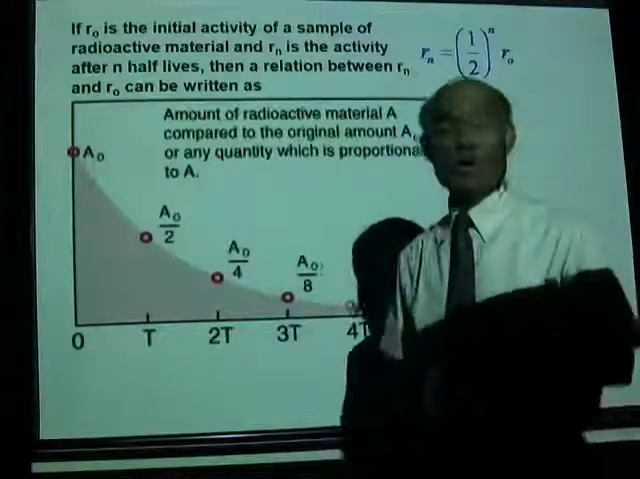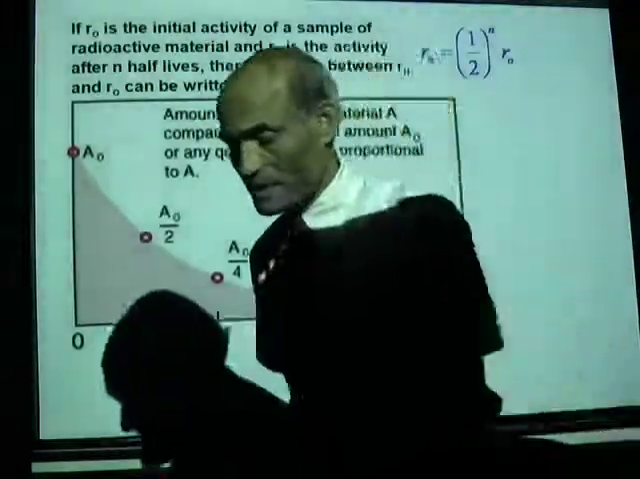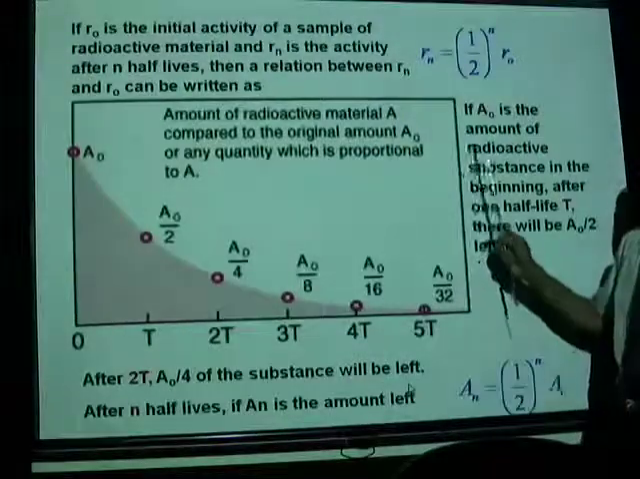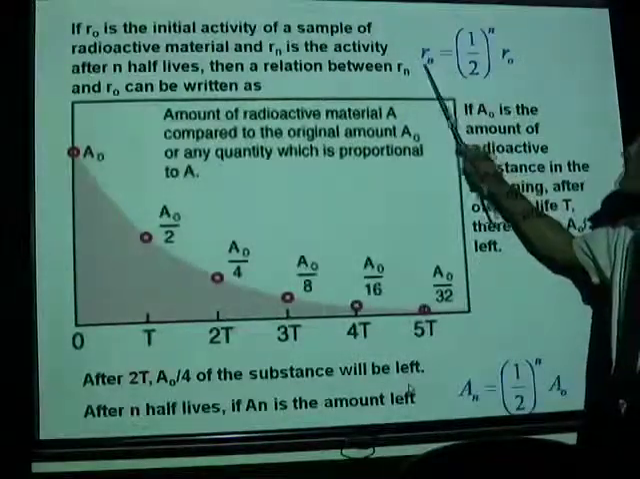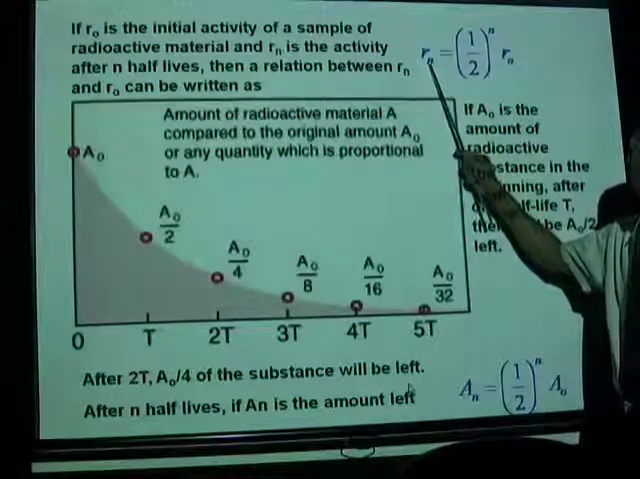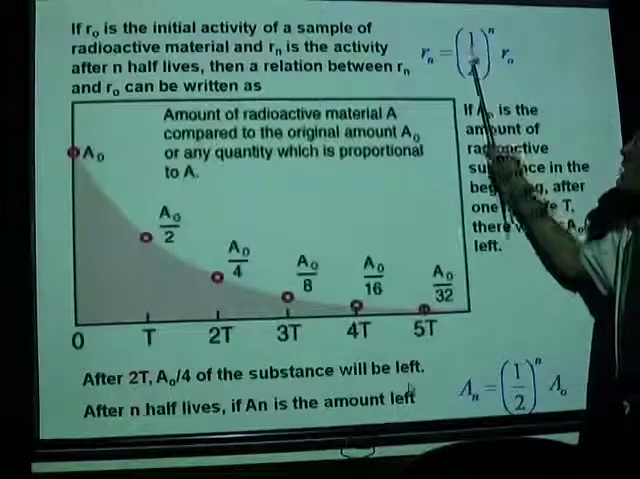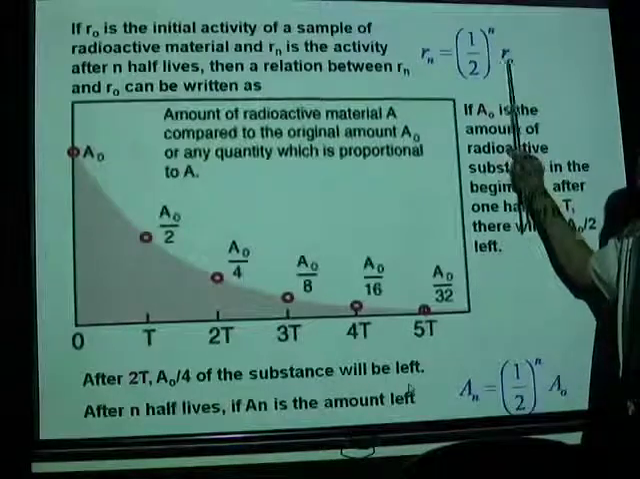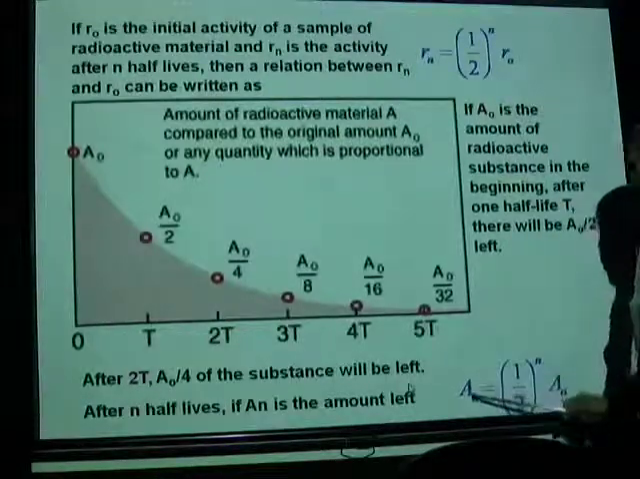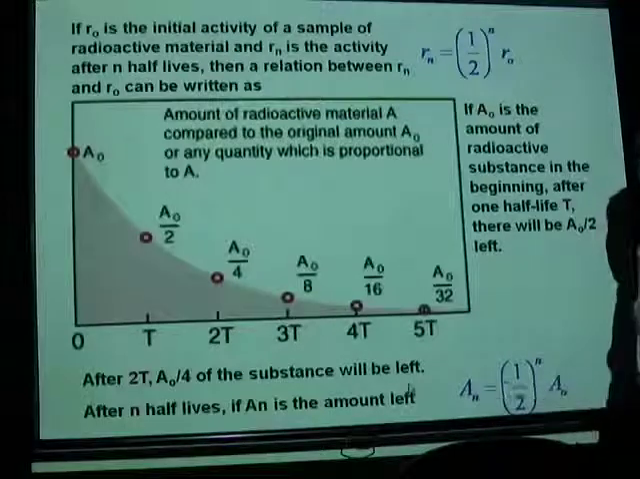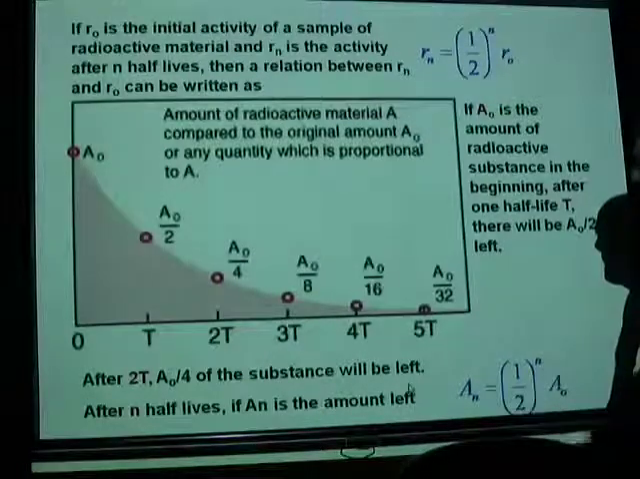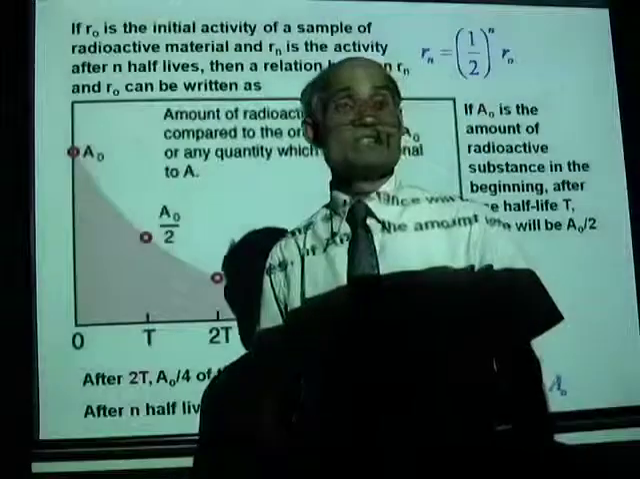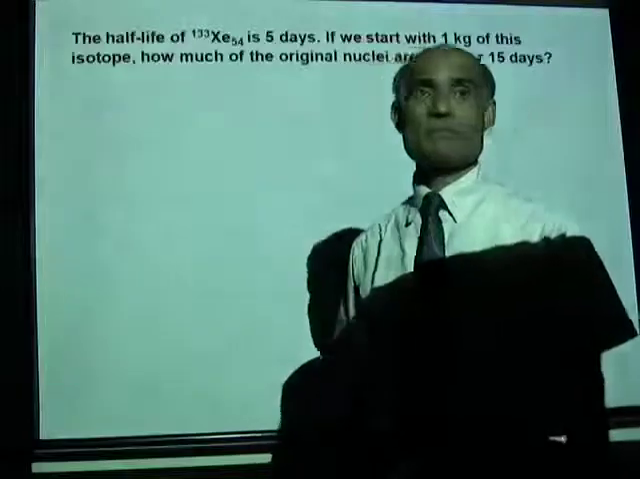Well, we talked about all this in detail. And we also found these equations. Rn, the rate of decay after n half-lives, is 1/2 to the power of n times R0, the initial decay. Or the same equation, An equal to 1/2 to the power of n times A0. Well, we can now use these to solve simple problems.